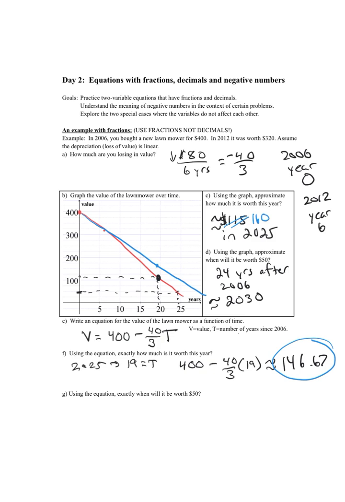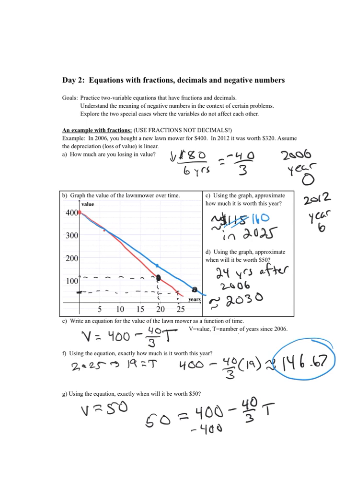So we had an estimate, I think it's going to be more like over here now, so more than 25 years later. So in this case, when is it $50? So that means the value is $50 this time. So rather than plugging in the 50 for the t, we're actually plugging it in for the v. So this equation would be 50 equals 400 minus 40 thirds t, and then solve for t.